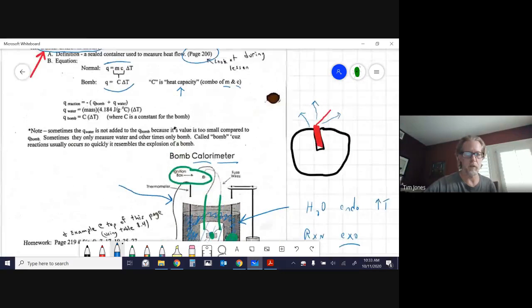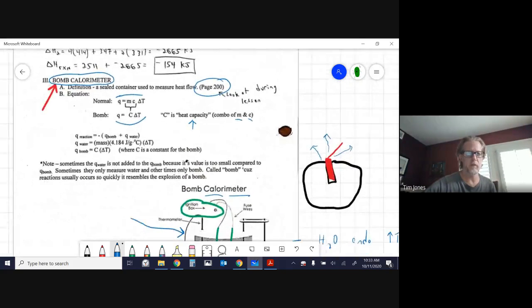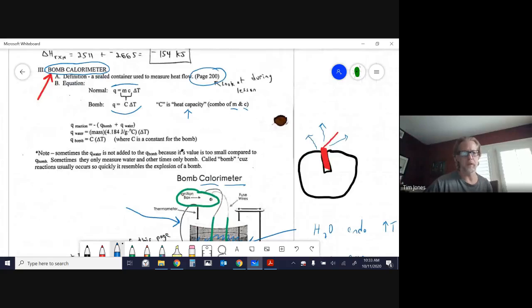Let's see if there's anything else in here. No, that really covers it. I didn't put an example using this equation, but there is one in the homework. And when you go to do the homework, you might first think that you're missing something if you try to use Q equals MC delta T. Instead, use this and it will work out for you. And that takes care of this section of notes.